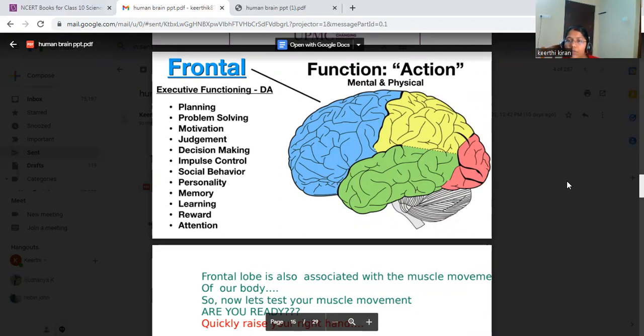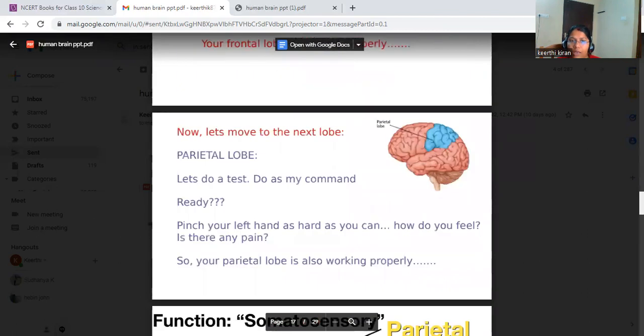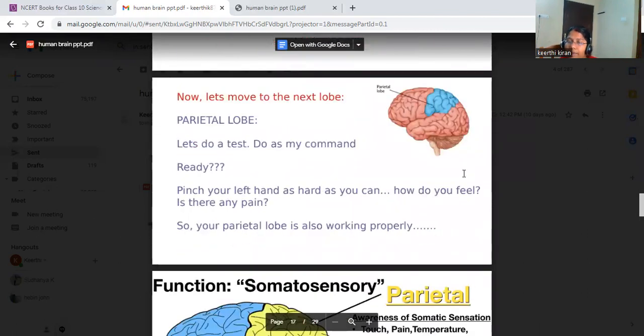For example, I will give you one quick test. Can you raise your right hand very quickly? Okay, very good. So your frontal lobe is working very properly. Understand. The next lobe is the parietal lobe.